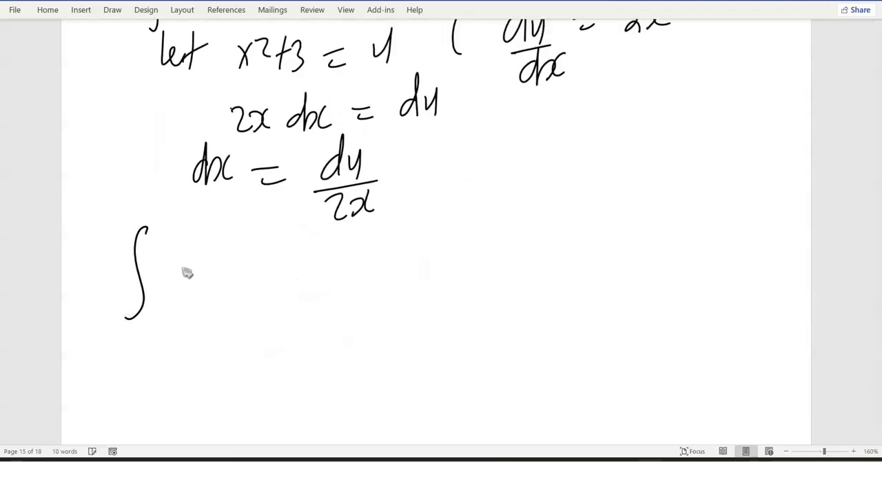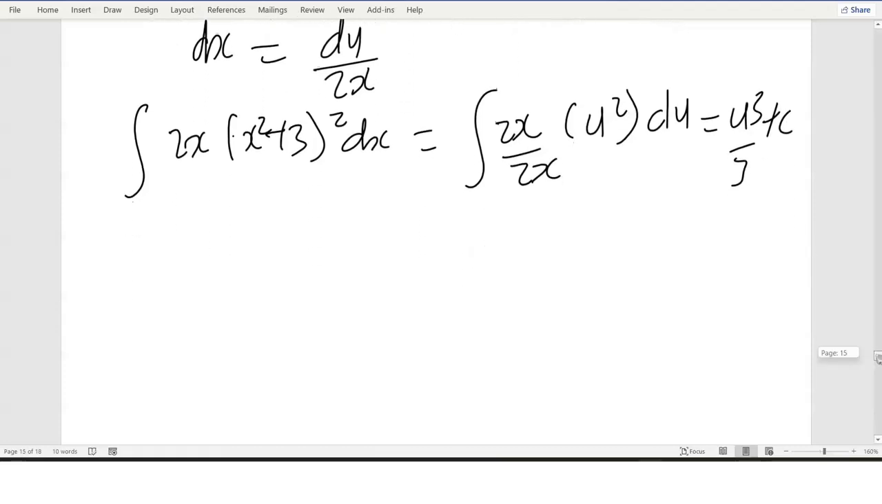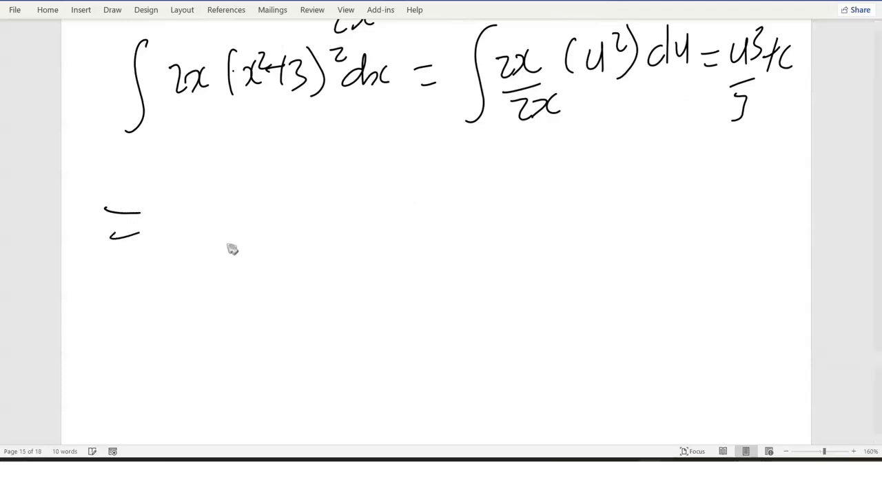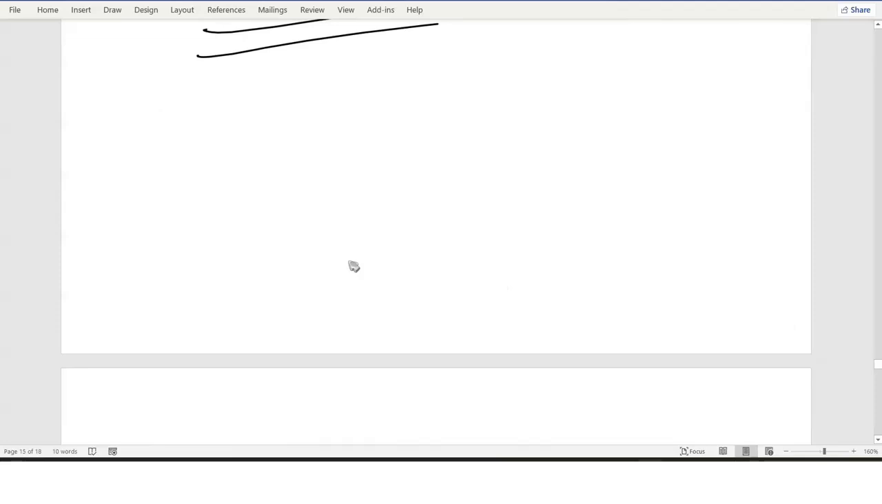So integrating 2x into (x squared plus 3) squared with respect to x will equal integrating 2x divided by 2x into u squared du. So that and that will cancel, so that I have u cubed over 3 plus c. But u is known. So this will equal (x squared plus 3) to the power 3 divided by 3 plus c. And that's all.